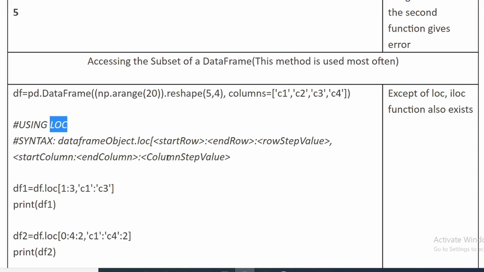Now let's see the basic syntax of it. We have the data frame object, obviously, from which we are going to get the subset of the data, right? And then we have the LOC. Then we will start with square brackets.